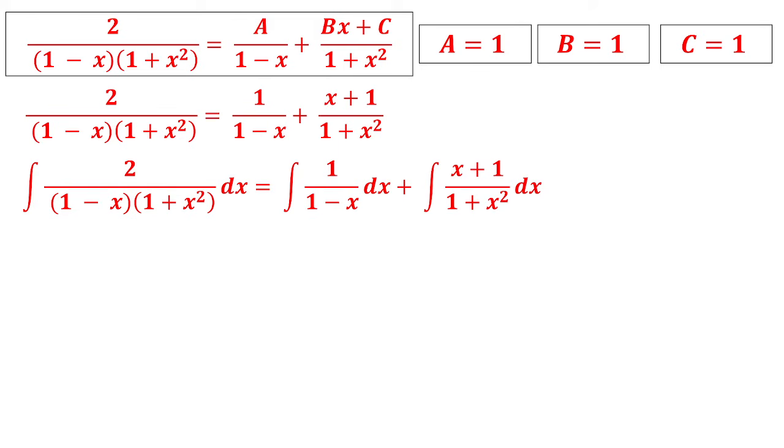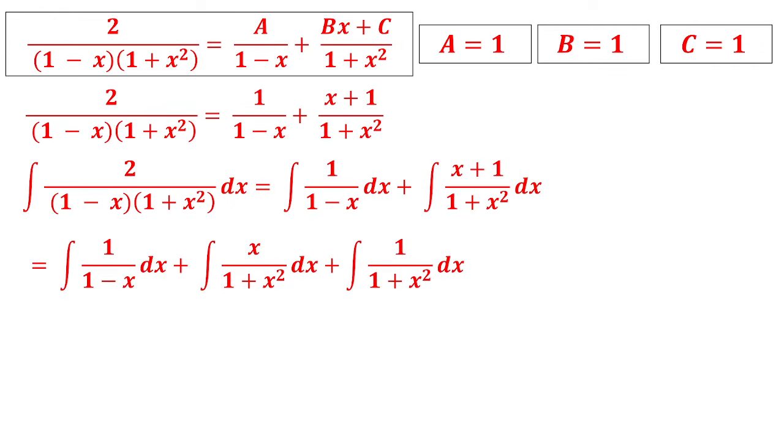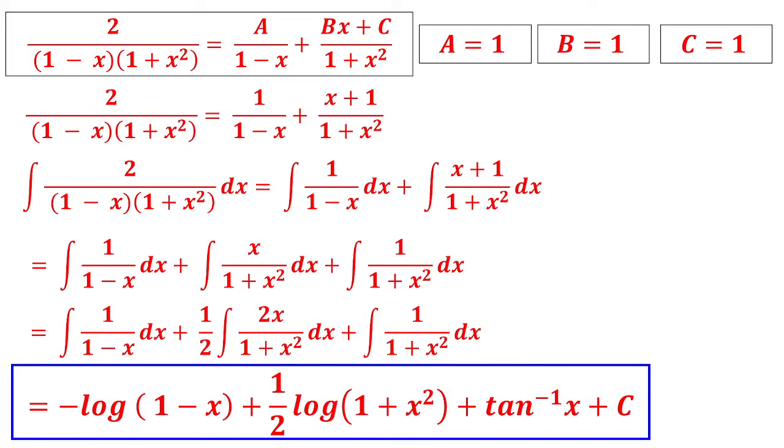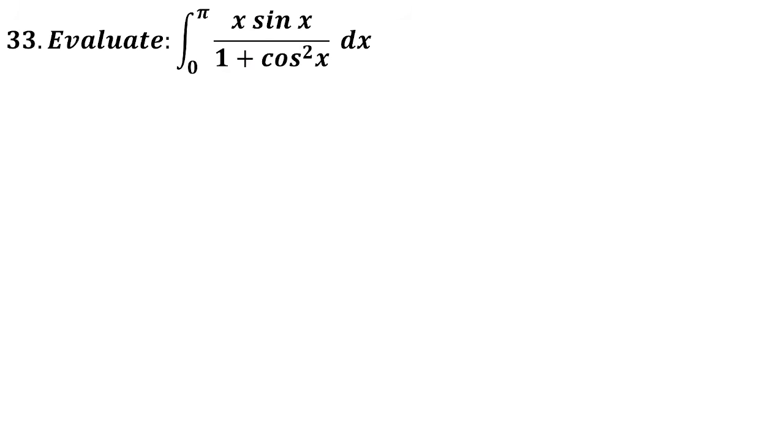Whenever you are having the denominator as 1 plus x square, always split the second integral into 2. Now try to make the numerator as the differentiation of the denominator by multiplying and dividing by 2 or multiplying and dividing by minus 2, whatever may be the case. Therefore, first integral is log of 1 minus x divided by minus 1. Second integral, numerator contains derivative of the denominator, therefore log of the denominator. Third one is tan inverse x.